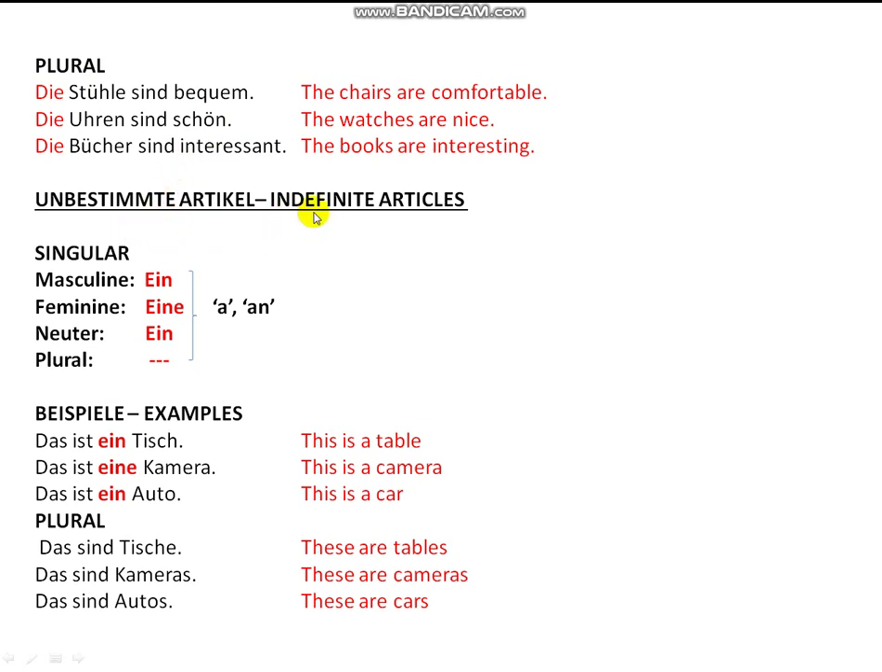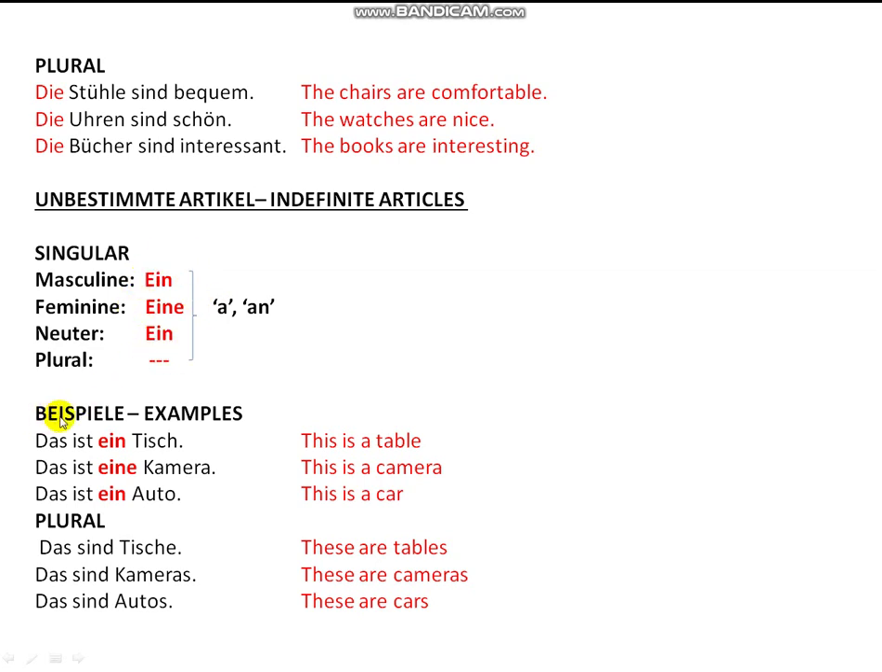Let's continue with indefinite articles. In German, we call them unbestimmte Artikel. Singular, masculine is ein. Feminine is eine. Neuter is ein. And then in plural, we don't have an article. Ein, eine, ein in English corresponds to either a or an. This is what we call indefinite articles, and these are the German indefinite articles.